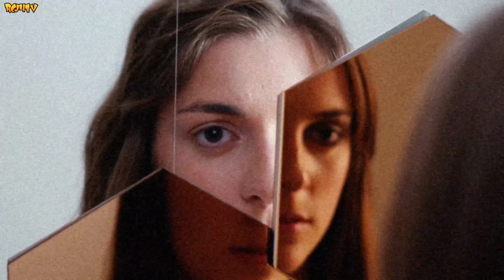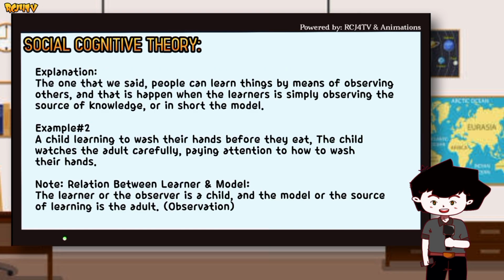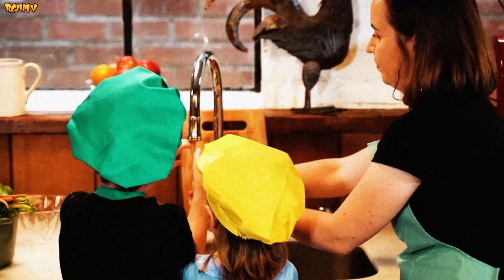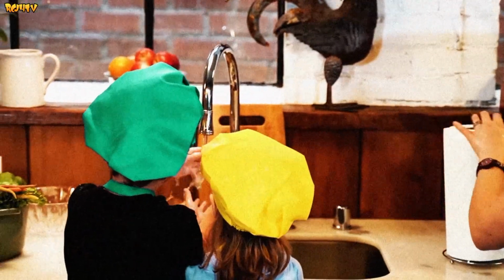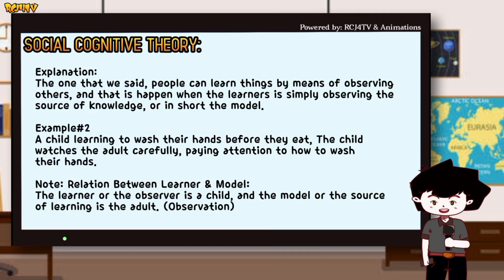This theory is grounded by basic assumptions. For example, the one that we said, people can learn things by means of observing others, and that happens when the learner is simply observing the source of knowledge, or in short, the model. Okay, let's make a basic example. A child learning to wash their hands before they eat. The child watches the adult carefully, paying attention to how to wash their hands. In this example, the learner or the observer is a child, and the model or the source of learning is the adult.